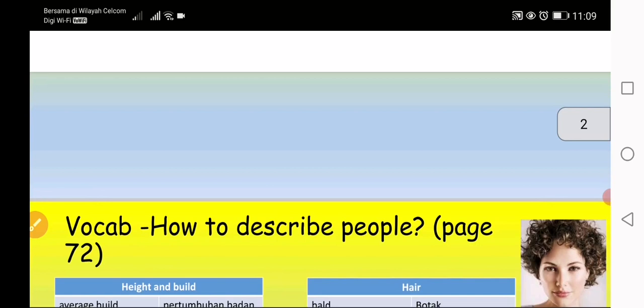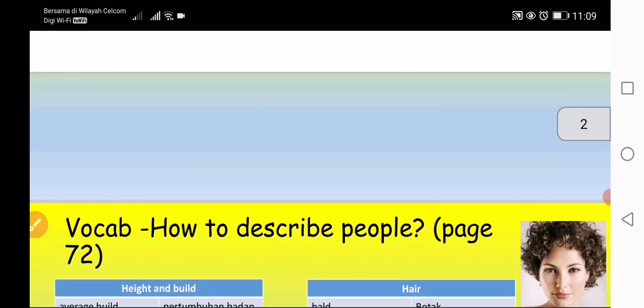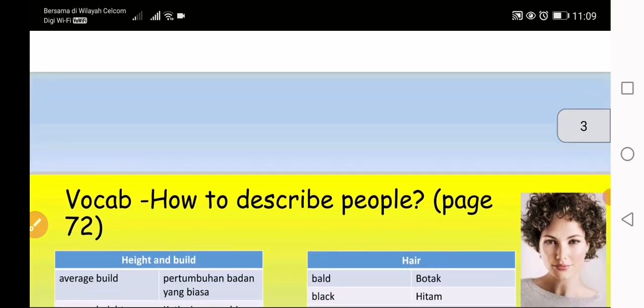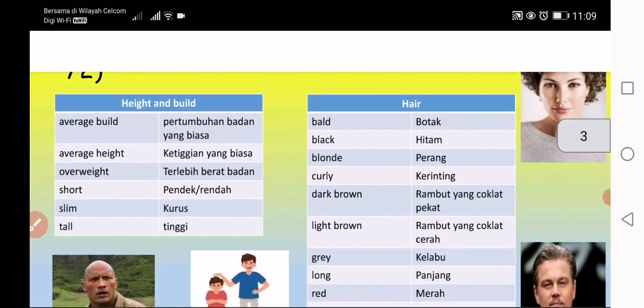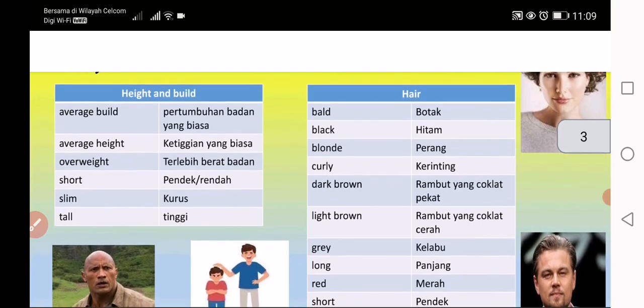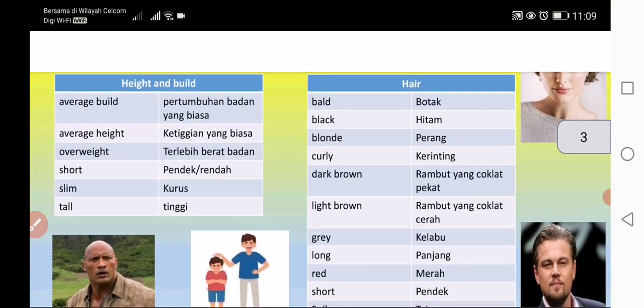Alright, so we started with the vocab about growing up, isn't it? Alright, you can refer to your page 72, your textbook. So I already gave you this slide actually. So you can see in page 72 there are a few features of humans. They are what? Height and build, hair, face and eyes, and other features. Okay, you can refer to the table here. I already explained to you what the words mean.